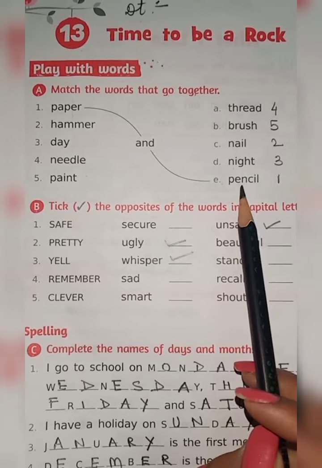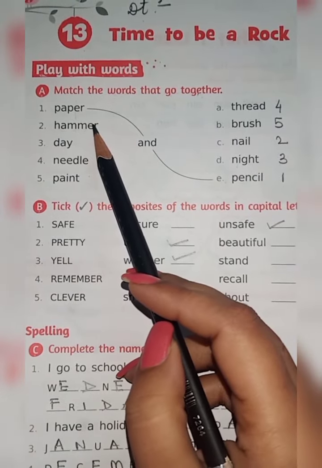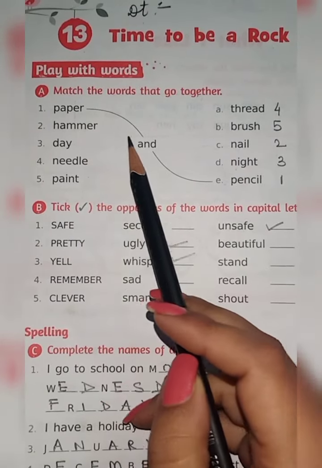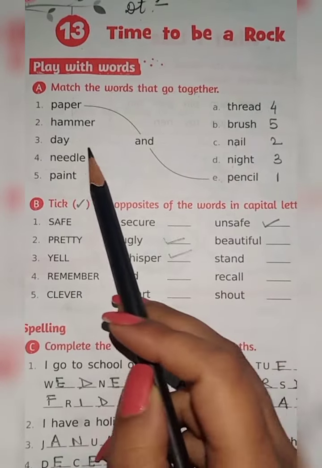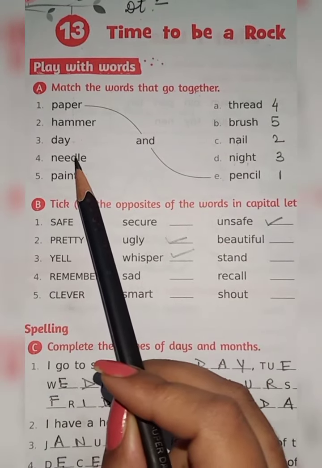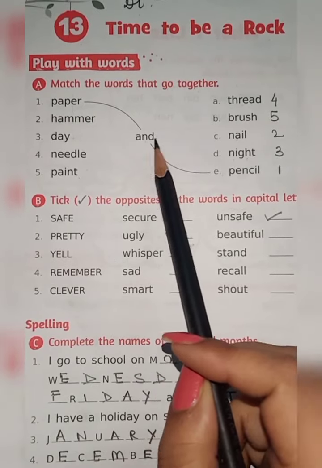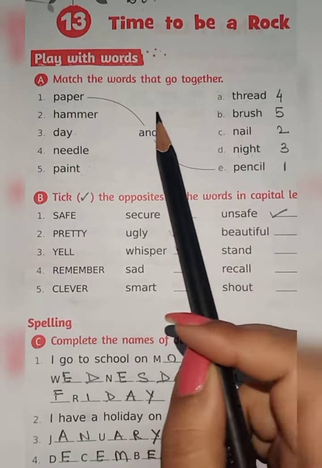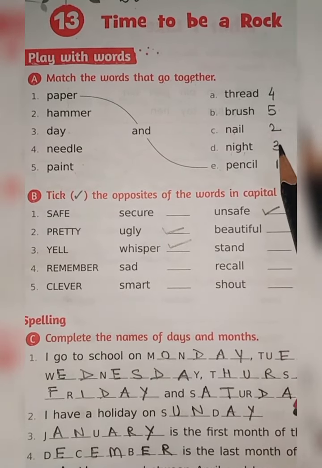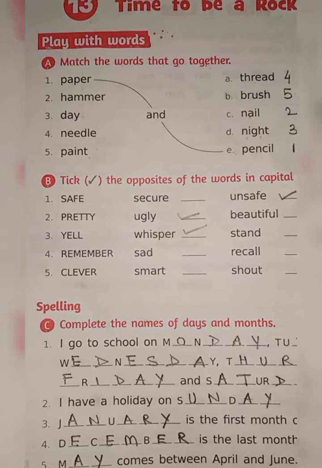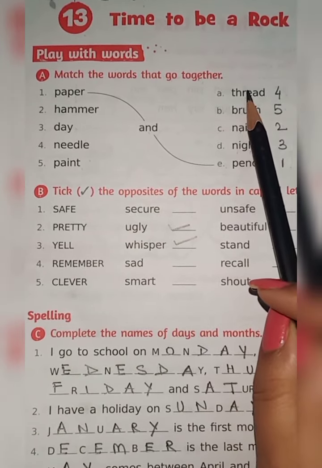Paper and pencil. Second is hammer and nail. Third is day and night. Next is needle and thread. Last is paint and brush. Check your answers: thread number 4, brush number 5, nail number 2, knife number 3, pencil number 1. Once again, I will repeat this: paper and pencil, hammer and nail, day and night, needle and thread, paint and brush.